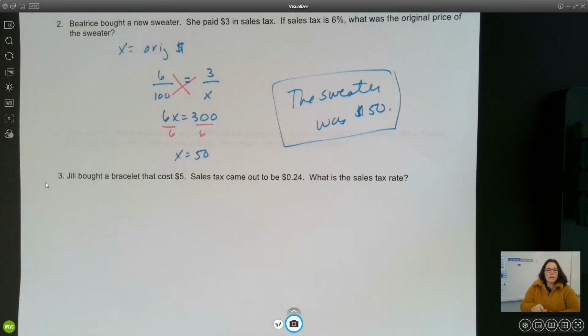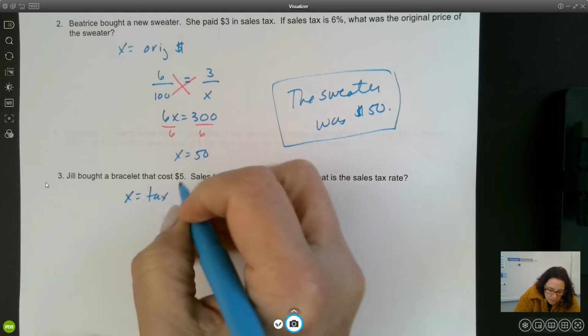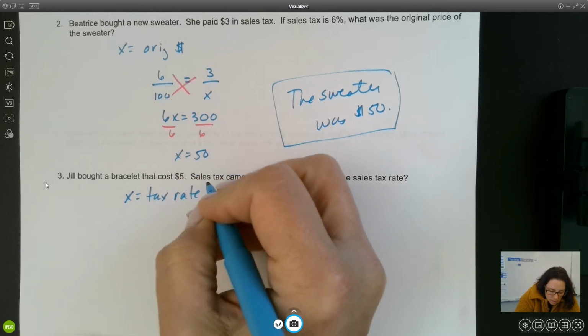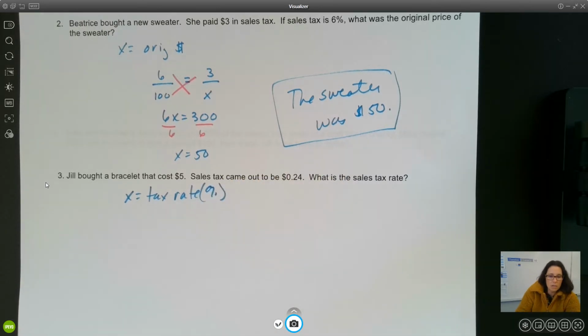Jill bought a bracelet that cost $5. Sales tax came out to be 24 cents. What is the sales tax rate? And you guys, if you want to pause me and try these on your own, there's nothing new here. Okay, we're just doing more practice with some different kinds of problems that we didn't see necessarily in 5.4a. Okay. All right, so we're going to let X equal the tax rate. Okay, and we're going to look for that in a percent.